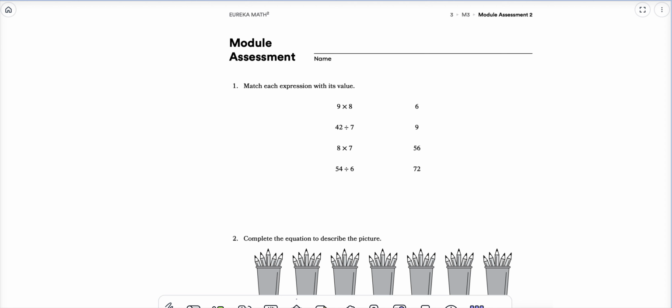Let's go. We're recording here for our parents. Let's take a look. Let's review, okay? It says module assessment practice.